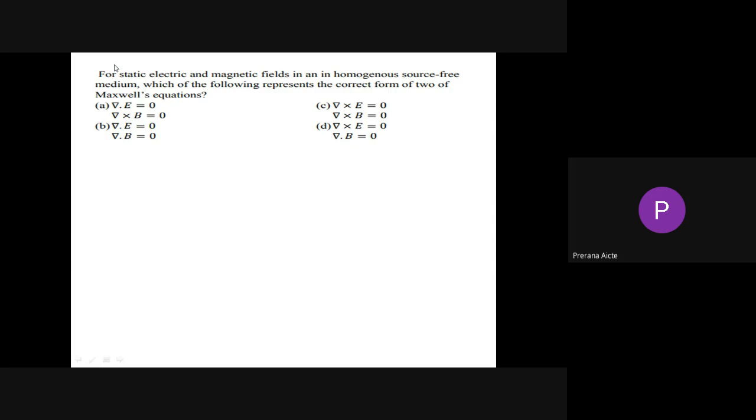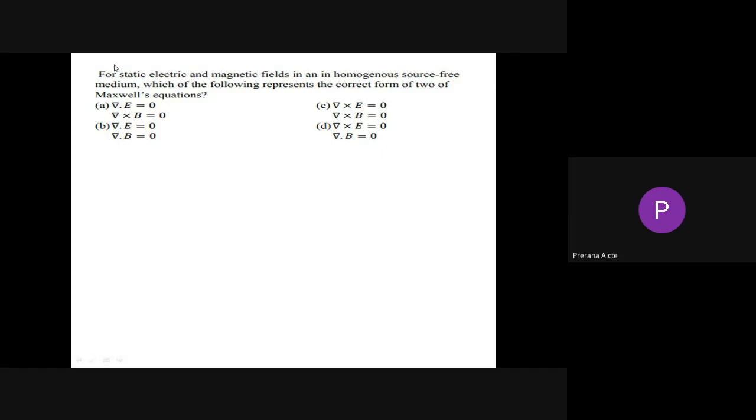Okay. See the first option A, del dot E is equal to 0. But in a static field, del dot D is equal to rho V. Is it right? D is equal to epsilon times E, whatever may be. So del dot E is equal to rho V by epsilon. So that is wrong. In the same way, del cross B is equal to 0, but del cross B is not equal to 0. The curl of the magnetic field is not equal to 0. Only del dot B is equal to 0. So option A is wrong.